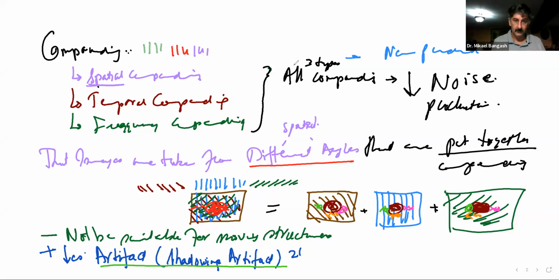Physically, this is where your transducer is. It just throws the beams in different directions. Beams from this direction will produce a frame, beams from this direction will produce a frame, beams from this direction will produce a frame. But when they are put together, which we call compounding, this is our compounded image.